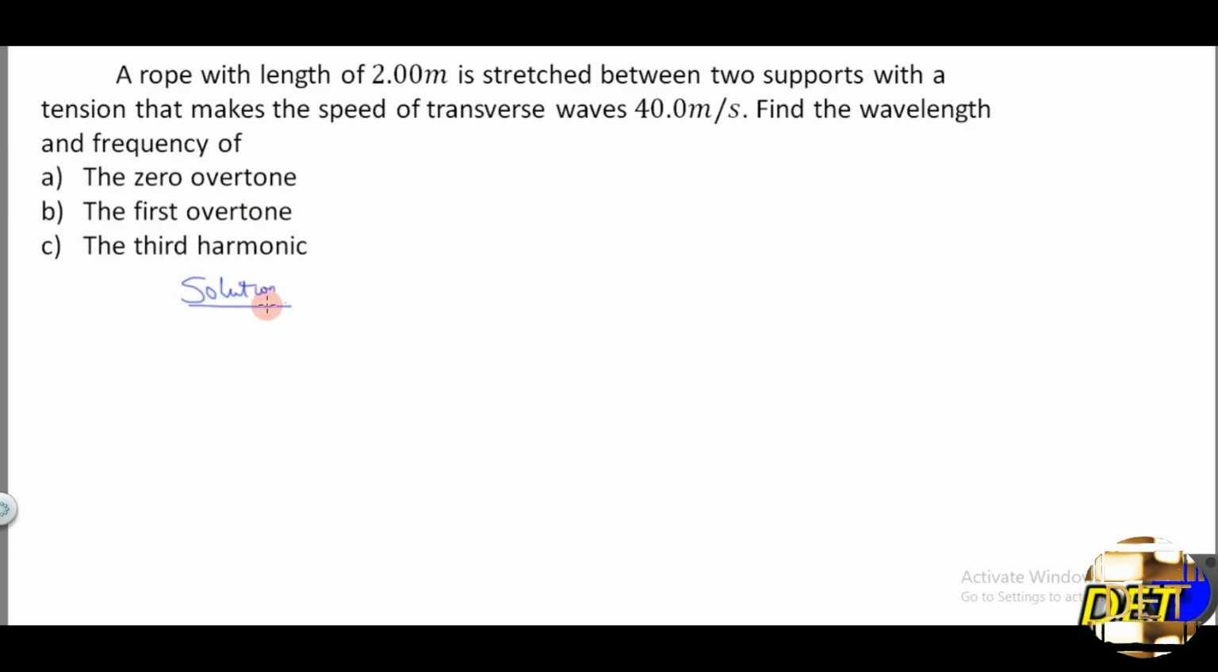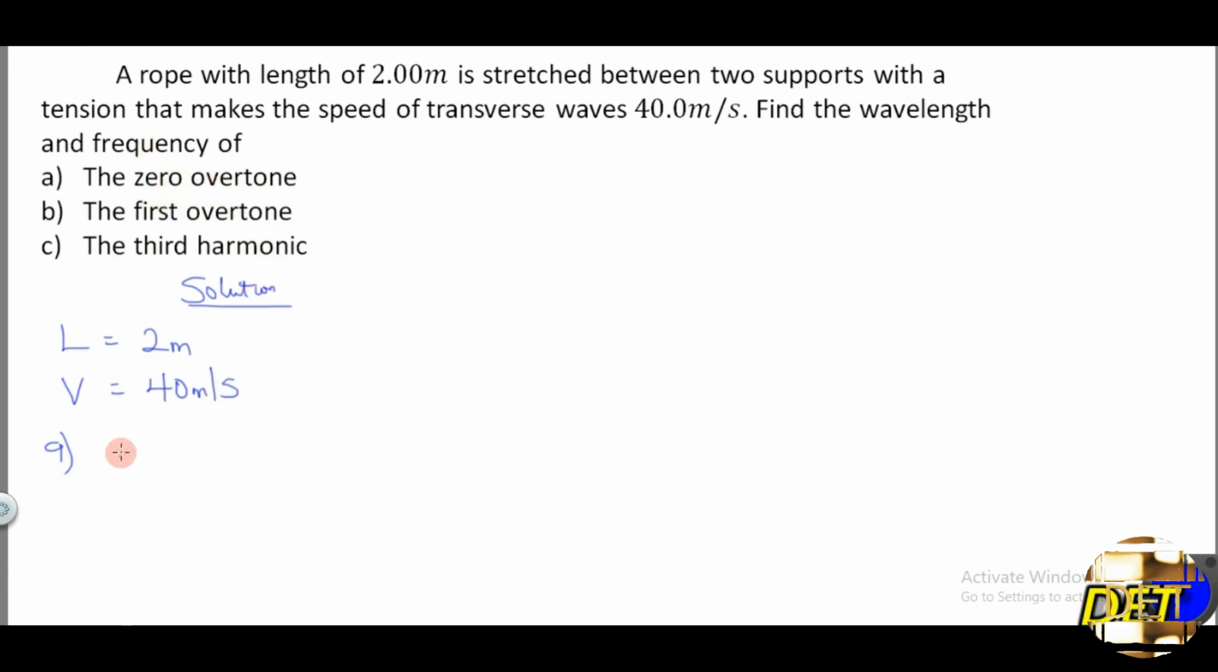The first thing I will want to do is to fish out the parameters that are given in this question. So the question again says a rope with length 2 meters. So the length of the rope is what? 2 meters. Is stretched between two supports with a tension that makes the speed of transverse waves 40 meters per second. So the speed of the transverse wave is what? 40 meters per second. Find the wavelength and frequency of A, the zero overtone, B, the first overtone, C, the third harmonic.